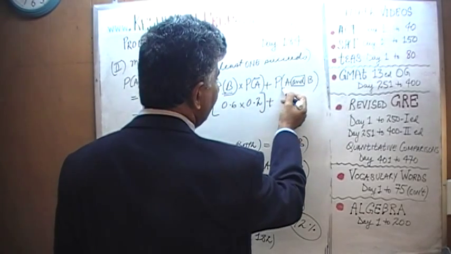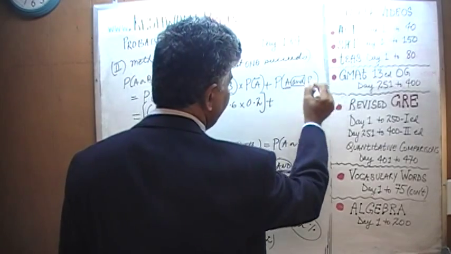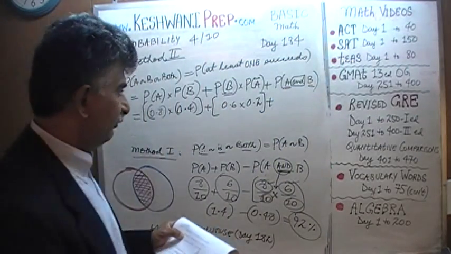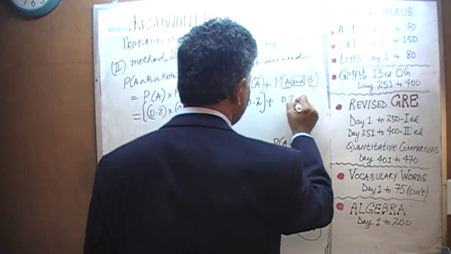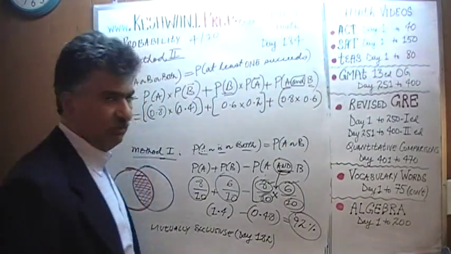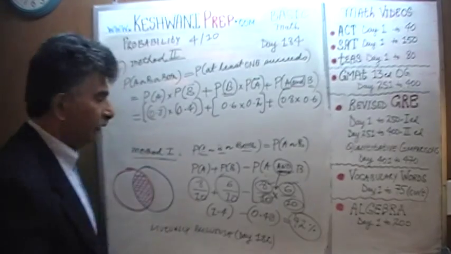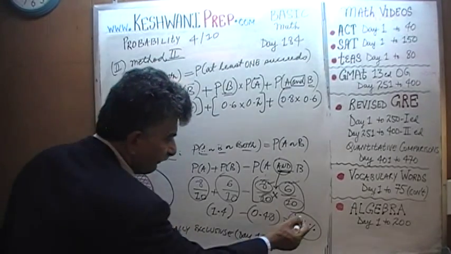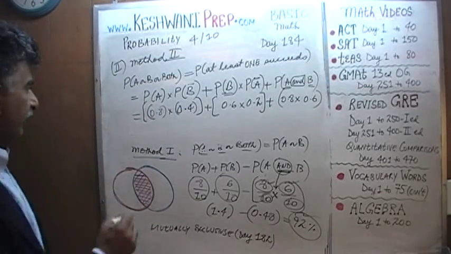Plus, the odds of both of them being successful is simply the odds of the first guy being successful, which is 80%, times the odds of the second guy being successful, which is 60%. We'll do it all out and hopefully we'll get the same answer as before, which is 92%.